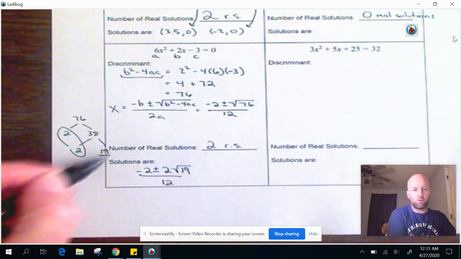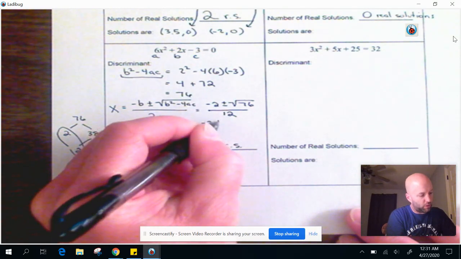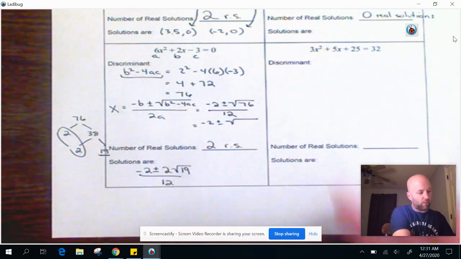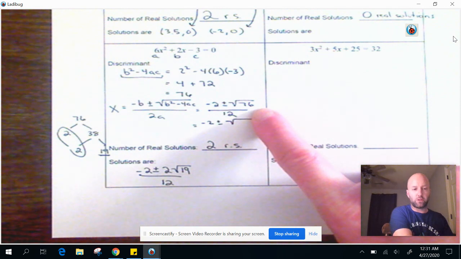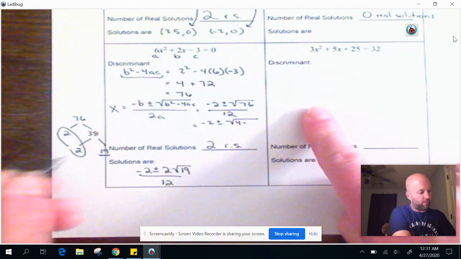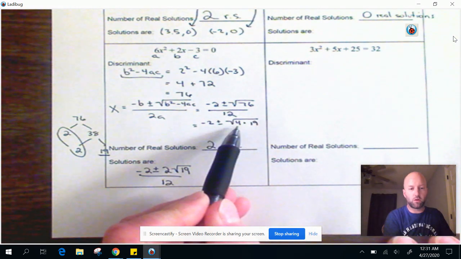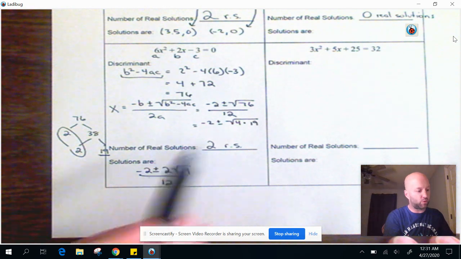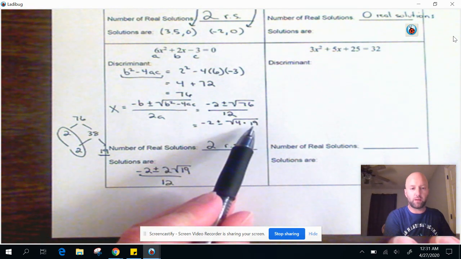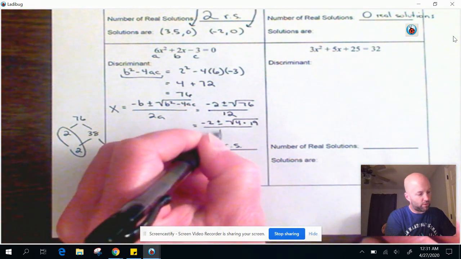Now, just to show you kind of where this came from, we're going to rewrite -2 plus or minus the square root. And we basically found two factors. We found 2 times 2, which is 4. And we found just the 19. Okay. Well, we can take the square root of 4. That gave us the 2. But the square root of 19 is not a pretty number. So we're just going to leave it under the radical. So let me put that over 12.